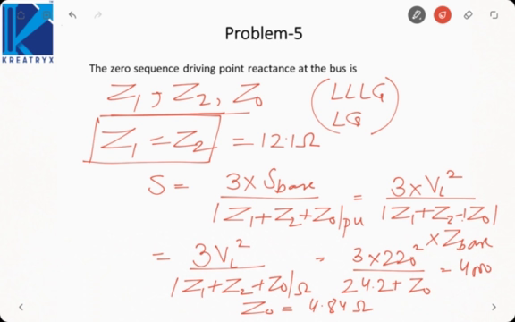From here you can also see that Z1 is equal to Z2 is greater than Z0. So this is the case of a generator. Hence the line to ground fault is more severe as compared to the triple L or the symmetrical fault. I told you the symmetrical fault is most severe when the fault occurs on a transmission line because zero sequence impedance is high. Here zero sequence impedance is low, due to which the LG fault is most severe.